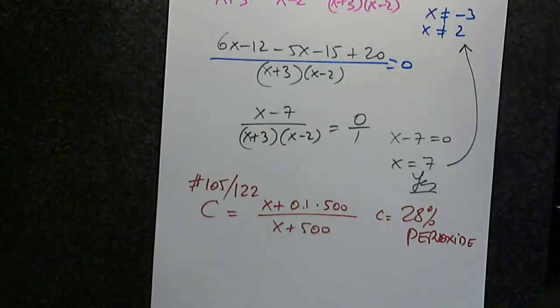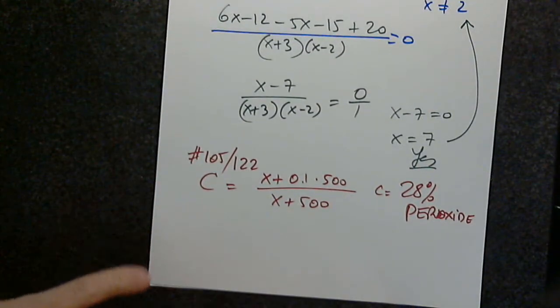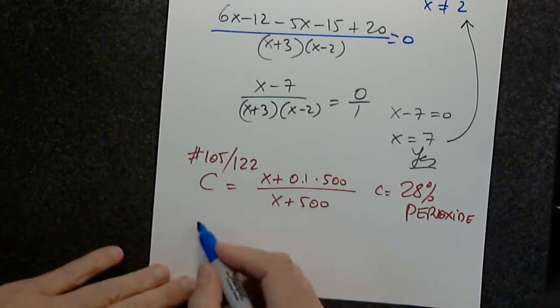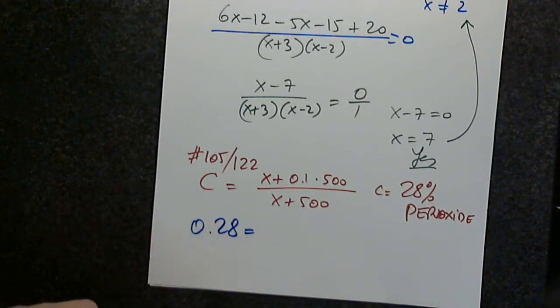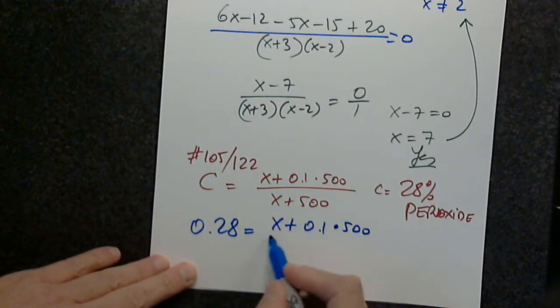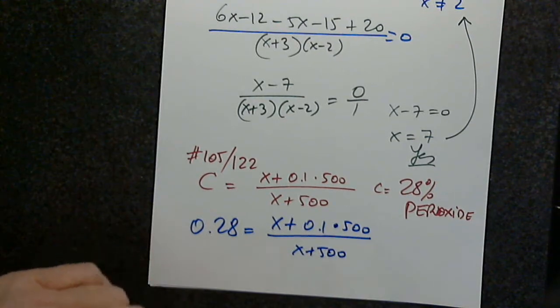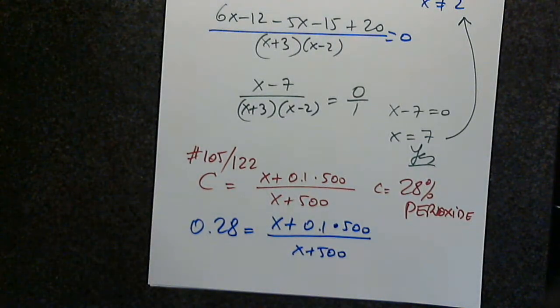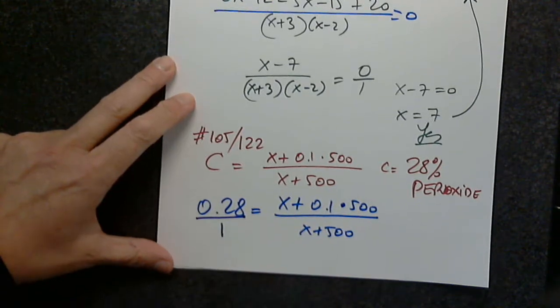Okay, what do we do? Where's 28 to C? 0.28. So X plus 0.1 multiplied by 500 over X plus 500. What type of equation is this? So rational. Indeed, but this is already a proportion. So that's why I wanted to review proportions with you. I know it appeared to be mumbo jumbo, but it's very important. The proportion is very important. Okay, so this is over 1.